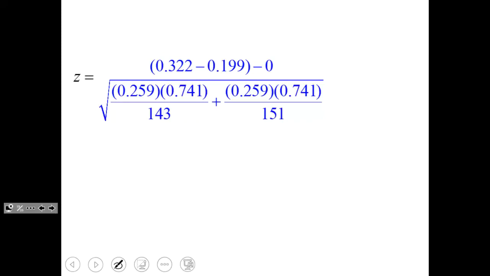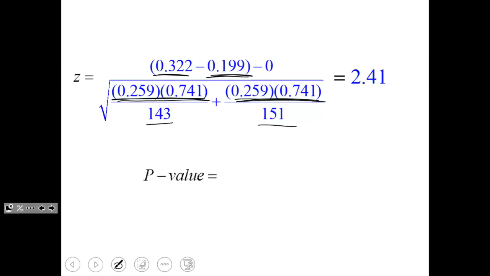0.322, so P1 minus P2. And then I use my pooled data because I haven't rejected my null hypothesis. I have my pooled data, but my individual samples. If I do this, I find my z-score, 2.41. I want to find the probability of this extreme or more if the null is true. Remember, that's our check. What's the probability of our sample if the null was true? So my p-value is the probability of a z-score being greater than 2.41.